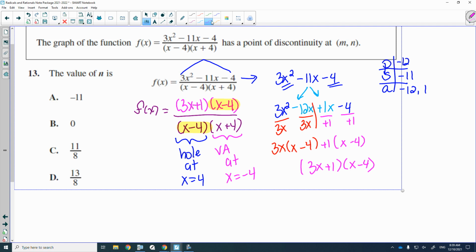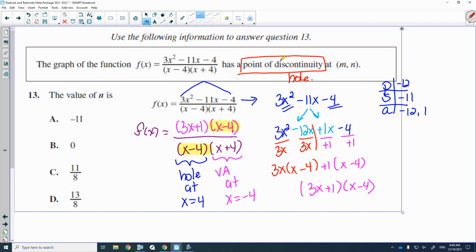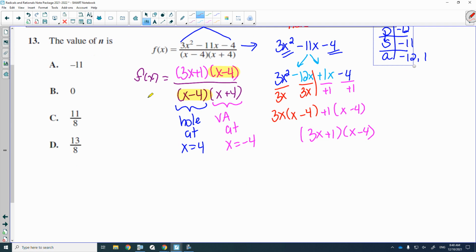Now we can go and read the question. It says the graph of this function has a point of discontinuity. So here's how they would say it. You just have to know that that point of discontinuity, that is your hole. That's what they want to talk about. And this is the point of discontinuity. I know what m is. Graham, what's m going to be? 4. I just have to figure out what n is. And the question is, what is the value of n? So in order to do that, see if you could figure it out.